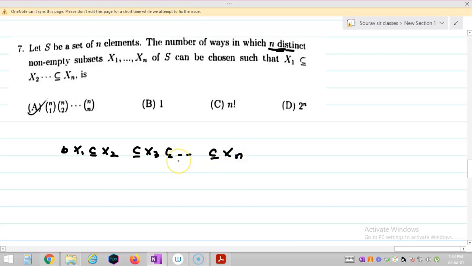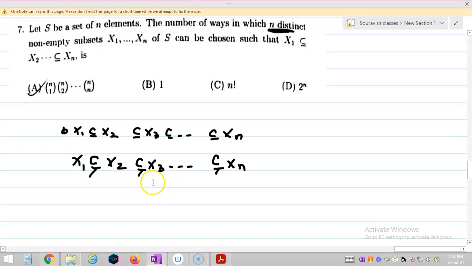Now observe that all the n sets are distinct. As they are distinct, x1 and x2 cannot be the same. So they are not saying subset, they are saying proper subset, that is x1 is a proper subset of x2. And again x2 and x3 are not the same, so x2 is a proper subset of x3, and in such a way up to xn. Now there are n sets and n elements, such that each set is distinct and satisfies this kind of chain.